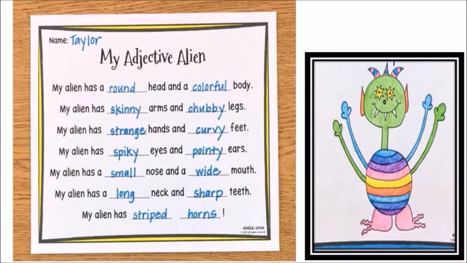My adjective alien. My alien has a round head and a colorful body. My alien has skinny arms and chubby legs. My alien has strange hands and curvy feet. My alien has spiky eyes and pointy ears. My alien has a small nose and a wide mouth. My alien has a long neck and sharp teeth. My alien has striped horns.